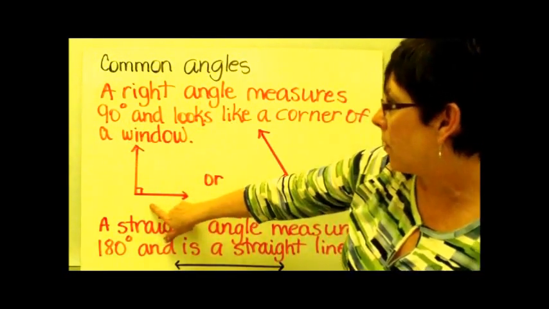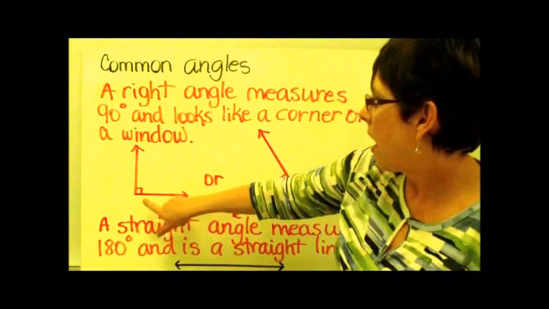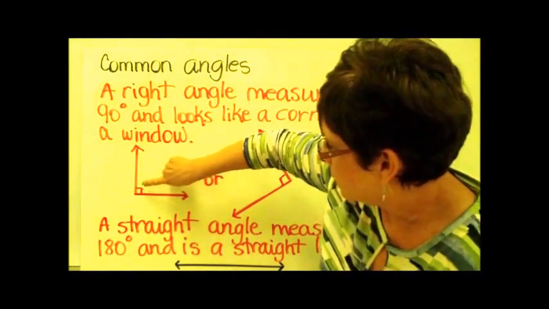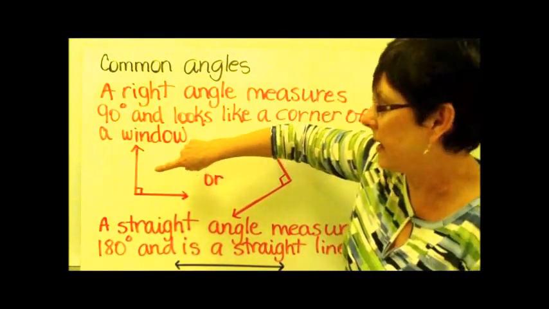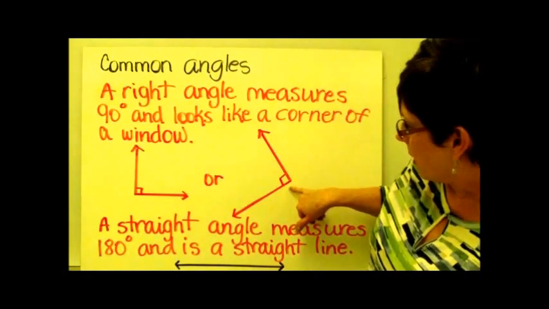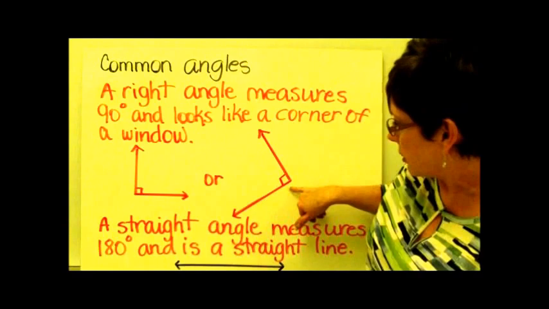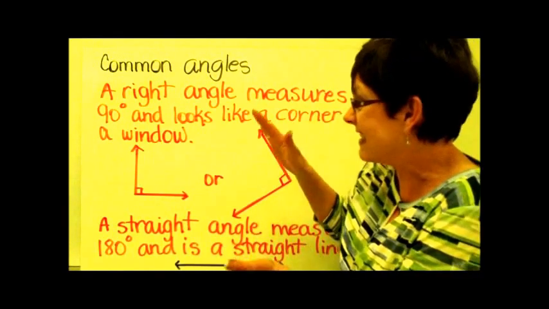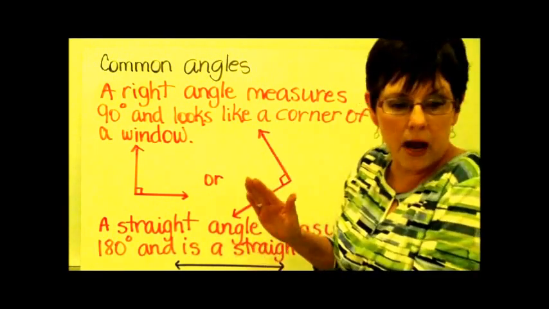Here's an example of a right angle. You can see that it has the little square in the corner, which is an indicator that it is a right angle. This is a symbol. Here's another one. It's pointing a different direction. Just because it's pointed differently doesn't mean that it's not a right angle.